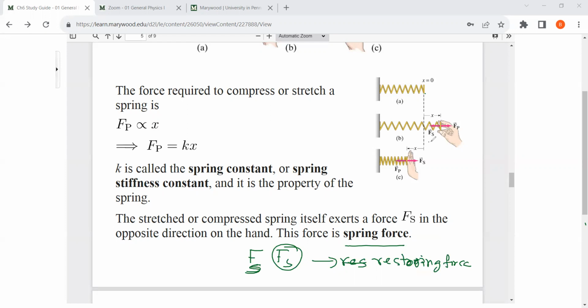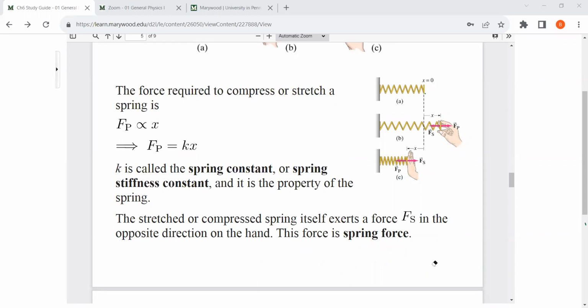Now, the restoring force is always opposite to the applied force. If you pull it, then the restoring force, or the spring force, will be in this direction. If you compress it, the restoring force will be in this direction. So you see that when you compress it, the spring force or the restoring force is opposite to the compressing force, and when you stretch it in this direction, the restoring force is in this direction. So this picture tells us that the restoring force is always opposite to the applied force.